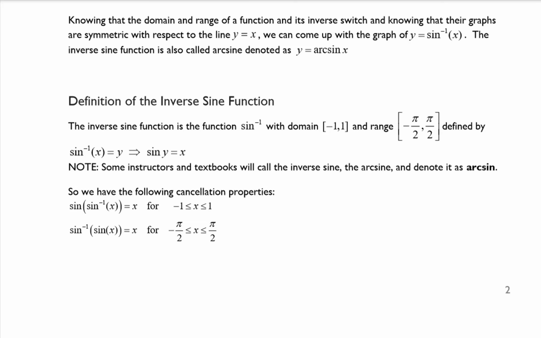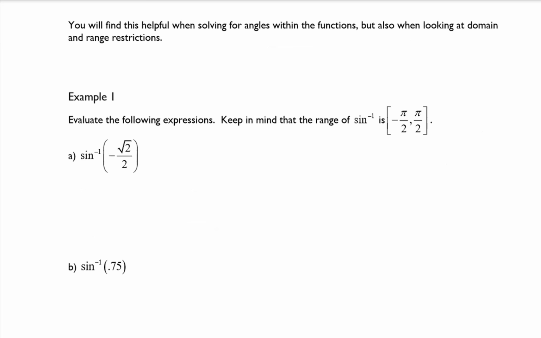So we have the following cancellation properties. Sine of sine inverse of x is equal to x for -1 is less than or equal to x, which is less than or equal to 1. And sine inverse of sine of x is equal to x when x is between -π/2 and +π/2. Those cancellation properties will come in handy when solving for angles within the functions, but also when looking at domain and range restrictions.